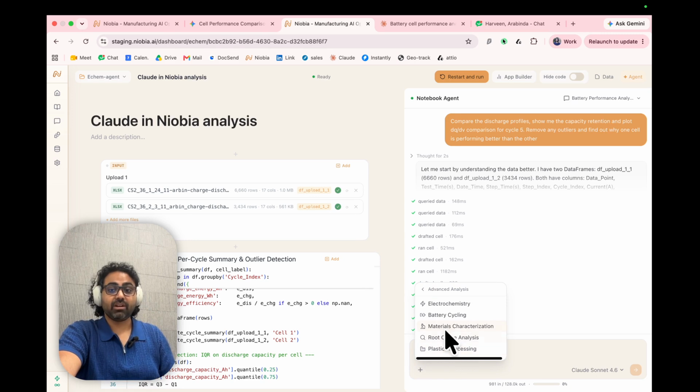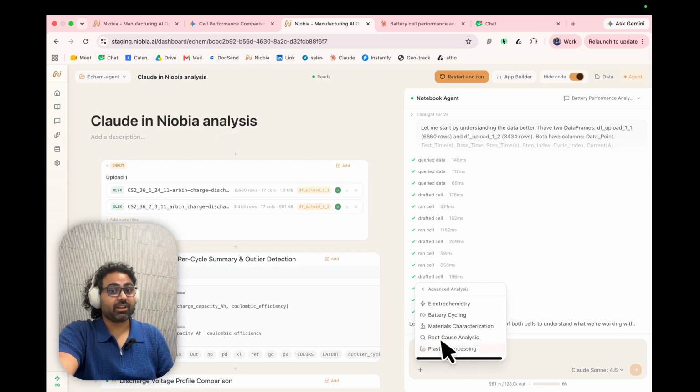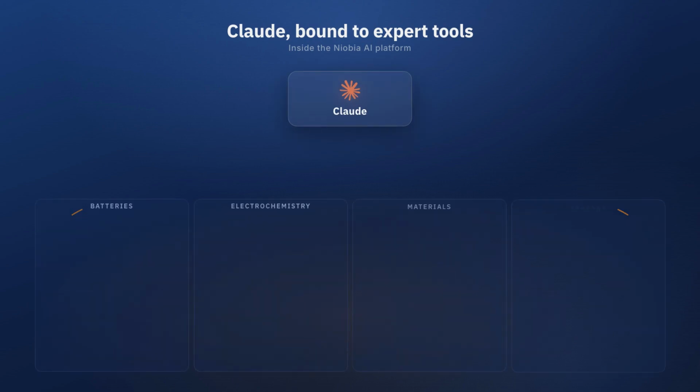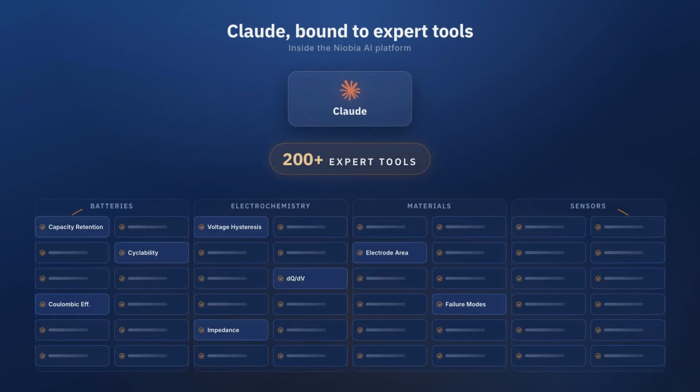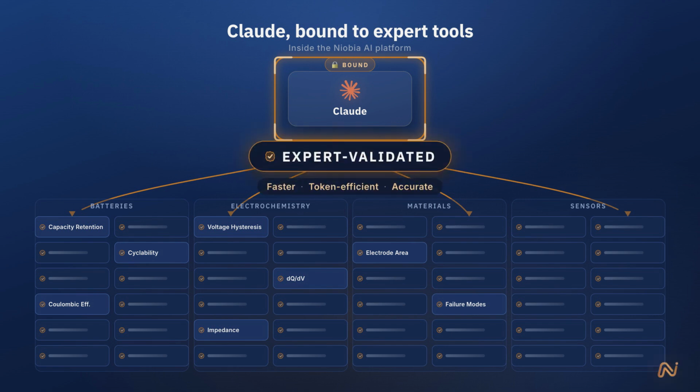In Niobia AI, we built batteries and the material modules specifically so that Claude does not have to build everything from scratch every single time. We have built hundreds of tools that Claude can use and do things much faster, be much more token efficient, and most importantly, more accurate. We don't let Claude just go and do any analysis it wants. Claude is bound by the tools that we have built for it, and if it's doing any material chemistry analysis, it has to use these tools, right? So that makes it much more accurate, and it's expert validated tools that Claude can use.